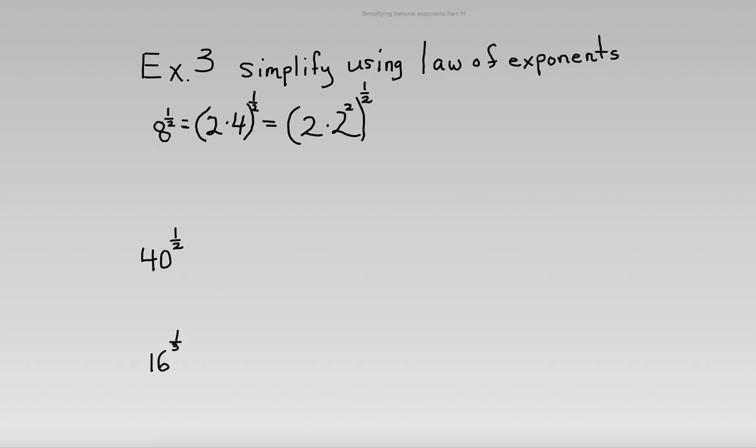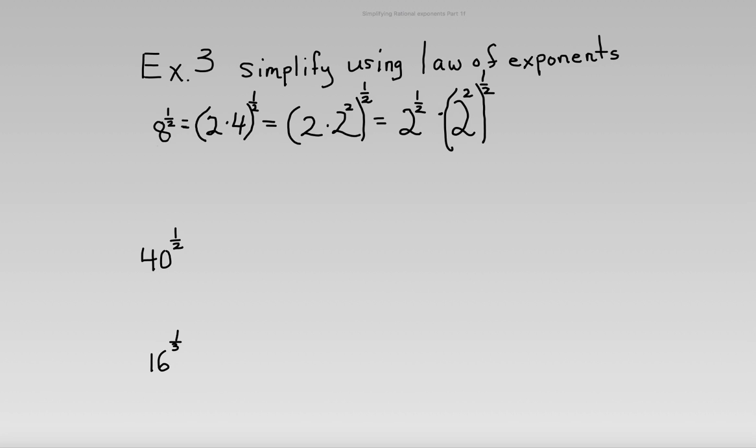Now, one thing to keep in mind, whenever you have a rational exponent and you want to see if you can get whole numbers to factor out, you need to look for perfect squares. And in this case, 4 is a perfect square, and it's the only perfect square for this problem. So what we're going to end up with is 2 to the 1/2 times 2 squared to the 1/2.